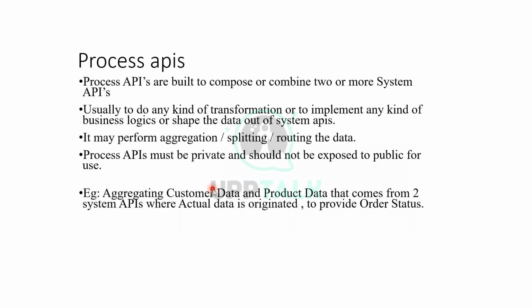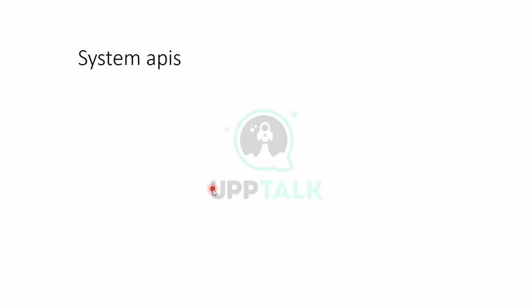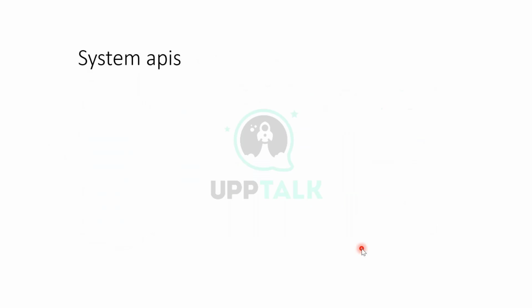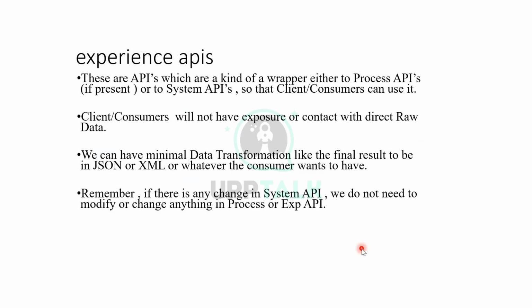Similarly, the process API will combine two or more systems, or it can do some kind of orchestration, deriving business rules. The good thing is we are exposing only the experience API to our customer, not the process or system APIs. What are experience APIs? These APIs are a kind of wrapper over process or system APIs so that the client or consumer can use them. So we are doing these kinds of things.